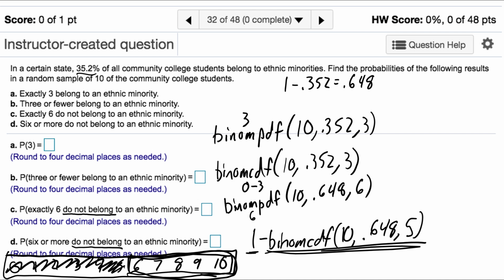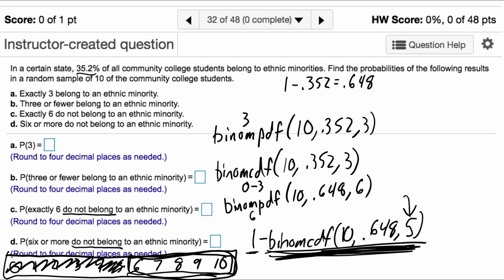That's what we wanted. If we had put a 6 here, then we would have been subtracting out 0 to 6, which would have left us with only 7, 8, 9, and 10. So when you are subtracting, the thing you are subtracting needs to be the things you want to remove, not including anything you want to keep. So be really, really careful of that.